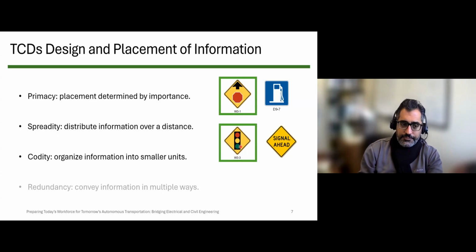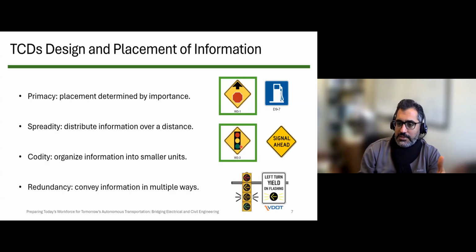And finally, redundancy. And this is very important, and I will talk about it a lot. I'll talk about some examples when we get to traffic signs, but we will convey information in multiple ways. So if the driver misses one of them, we have other ways of communication. For example, look at this left turn, a traffic signal that is showing a left turn.